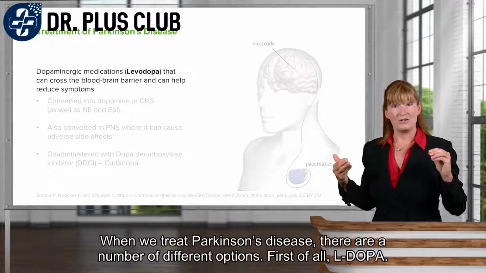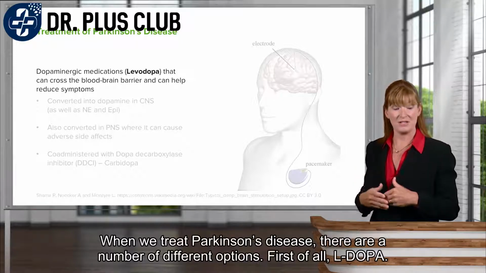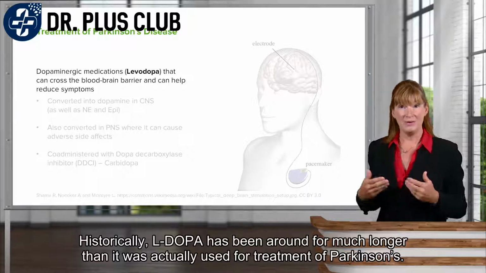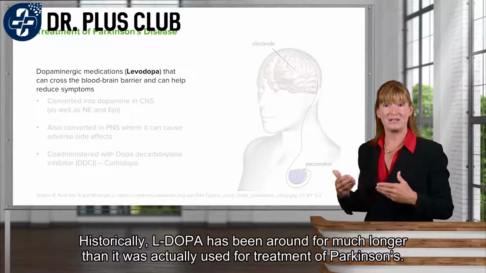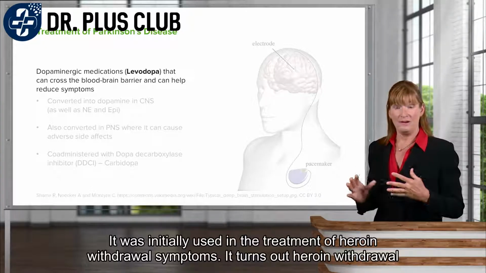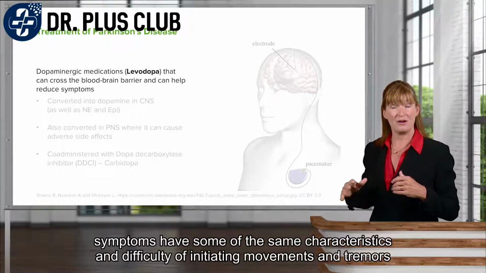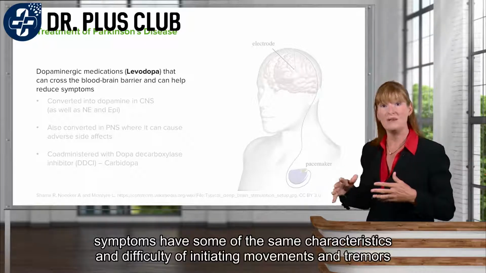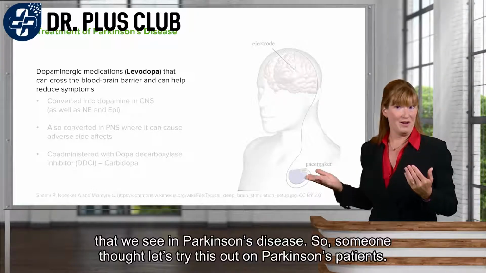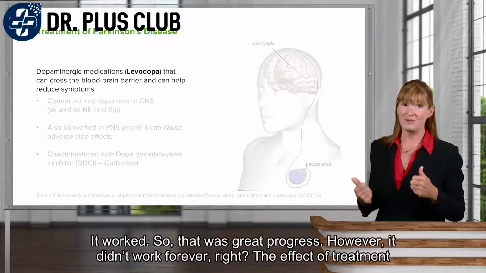So when we treat Parkinson's disease, there are a number of different options. First of all, L-DOPA. Historically, L-DOPA has been around for much longer than it was actually used for treatment of Parkinson's. It was initially used in the treatment of heroin withdrawal symptoms, and it turns out heroin withdrawal symptoms have some of the same characteristics and difficulty of initiating movements and tremors that we see in Parkinson's disease. And so someone thought, let's try this out on Parkinson's patients, and it worked. So that was great progress.